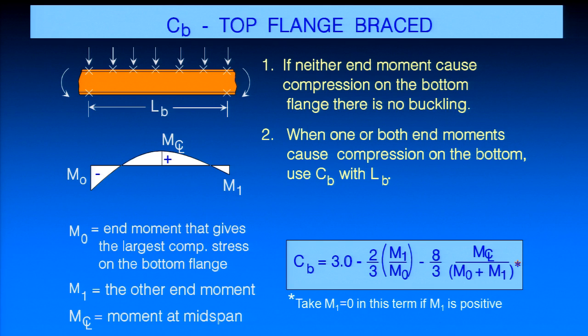So I have to go from a point where I stop twist to a point where I stop twist. And then at the ends of that unbraced length where we define that, we say M0 is the end moment that gives the largest compressive stress in the bottom flange. M1 is the other end moment. It may or may not cause compression in the bottom flange. Okay? The value at the center line, we call M center line, and we just plug into this C sub B expression here. Now there's an asterisk right here that says take M1 equal to 0 in this term if it's positive. So if the moment over here isn't causing compression in the bottom flange, you take it equal to 0 in this last expression.